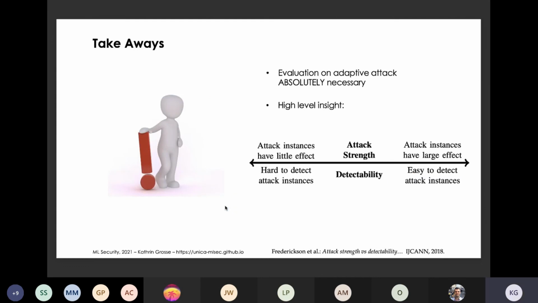Okay, so takeaways here. The evaluation on adaptive attacks when you propose a defense is absolutely necessary. It doesn't make sense to propose a defense without an adaptive attack. The other high-level insight from these two adaptive attacks is that you can have an attacking point which is very far away from the data. It has a very large loss, which means it's very effective, but that also means it's very easy to detect. On the other side, you can have a point that is very hard to detect because it has lower loss, and then it has less impact. This is a very nice trade-off that we have in this area of poisoning defenses.